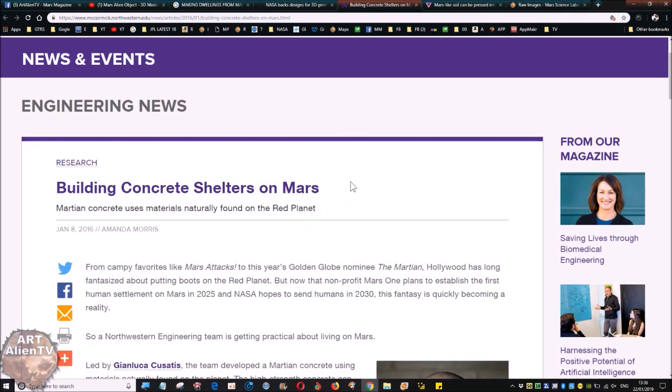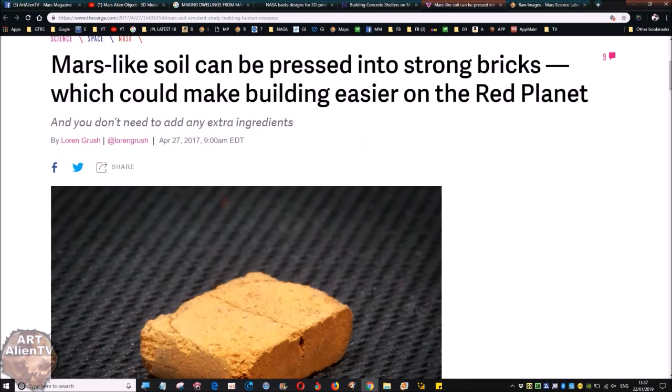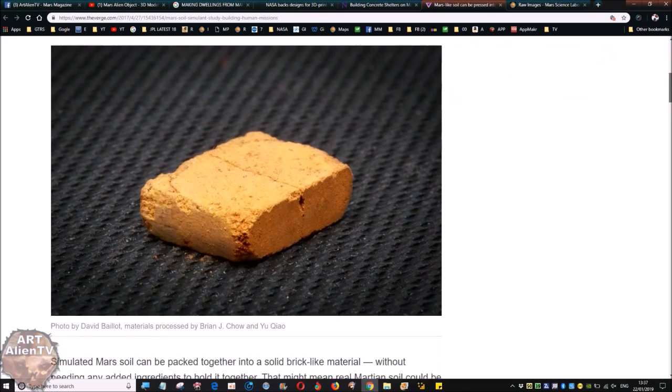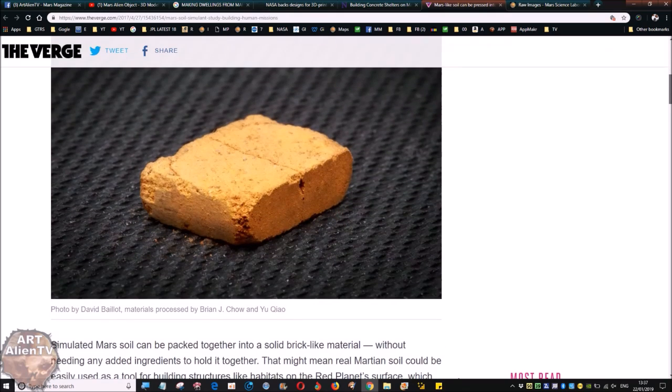Building concrete shelters on Mars. Now, as I was saying about making stuff like sculpture on Mars, how easy would it be? Well, it would be incredibly easy, because the Mars soil could be pressed into bricks or any shape very easily, without adding any water. This will turn into concrete.